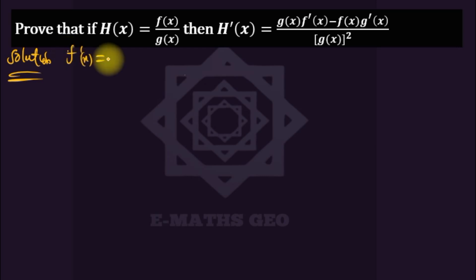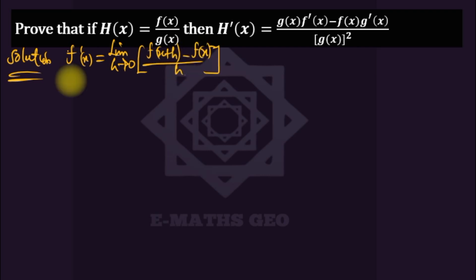the derivative of any function from the first principle is the limit of h tends to 0 of f of x plus h minus f of x all over h. So that's it. But we are given h of x as f of x over g of x. So in this derivative from the first principle requires 4 steps.